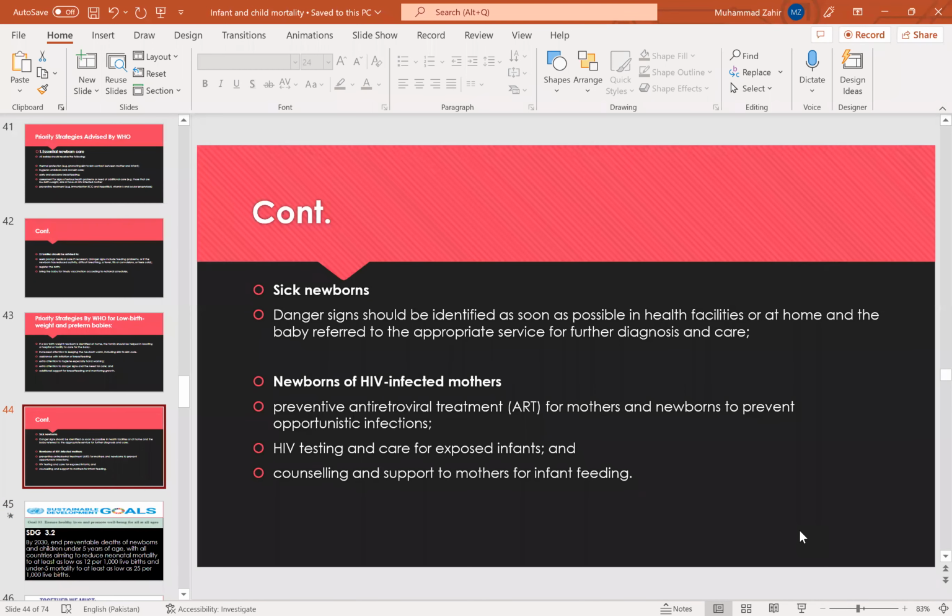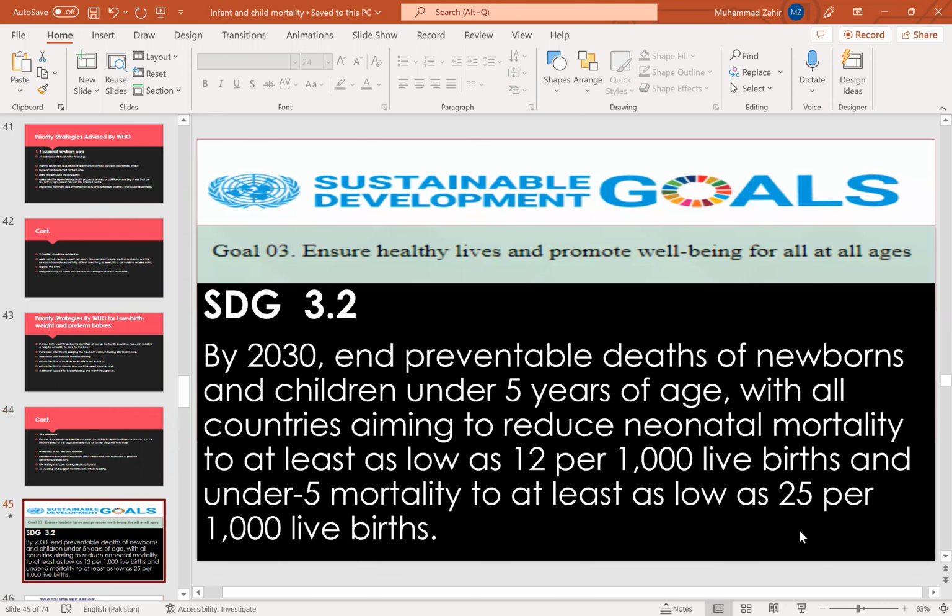For newborns of HIV-infected mothers, preventive antiretroviral treatment for mothers and newborns to prevent opportunistic infections, HIV testing and care for exposed infants, and counseling and support to mothers for infant feeding.